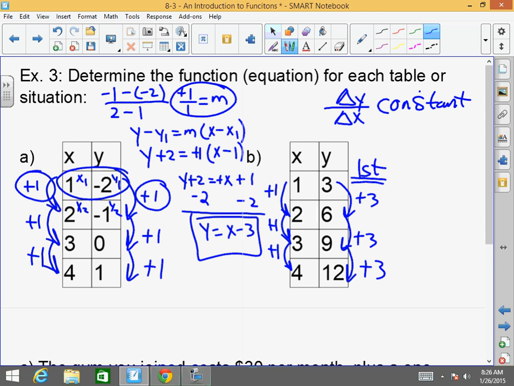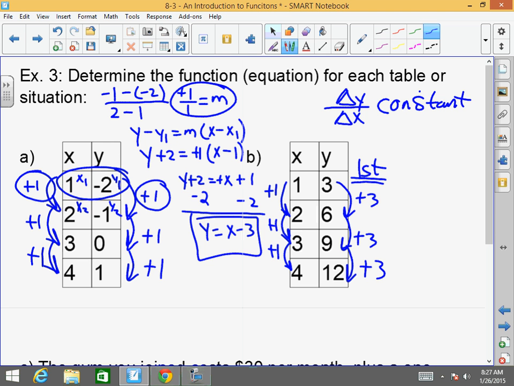Now, let's say that doesn't work. Then you go to your second change in y. If the second change in y over the change in x is constant, then it's quadratic. That means that x is squared. If that doesn't work, then you go to your third change in y. If your third change in y over your change in x is constant, then it's a cubic.